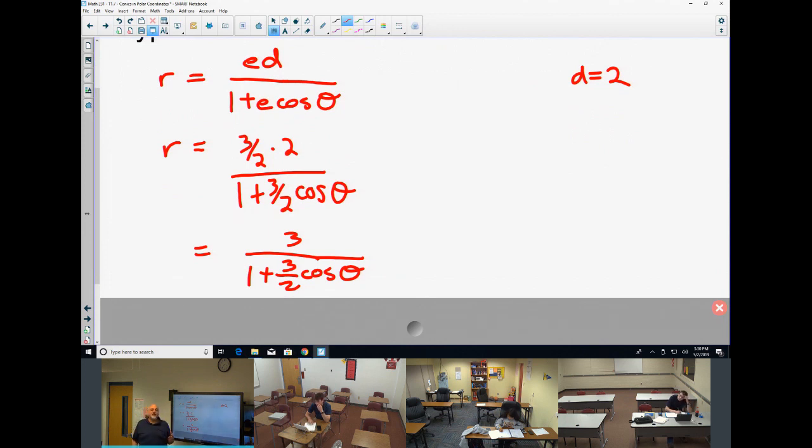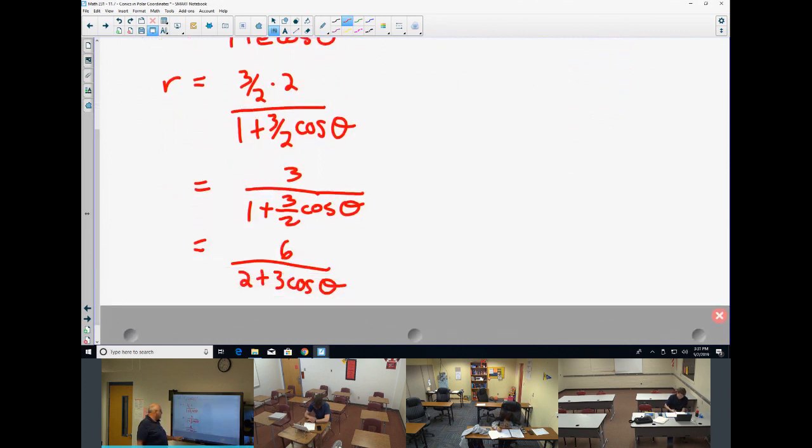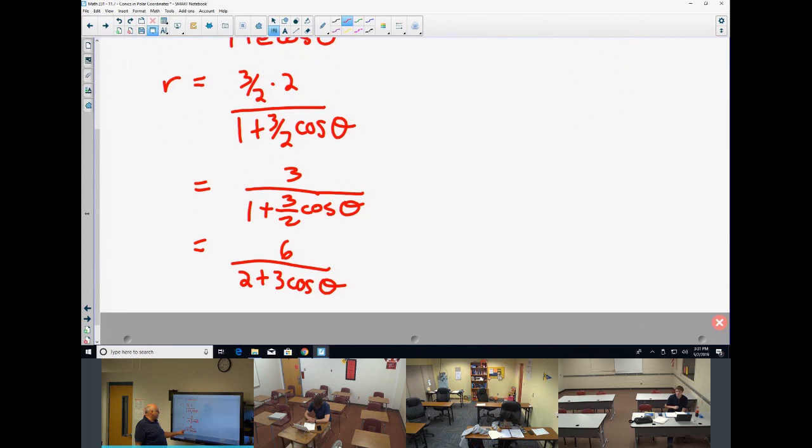Now, the deal though is when we're writing the polar equation, you don't want to have a complex fraction here. So now it's kind of like doing the opposite thing, where to get rid of this 2, we multiply everything by 2. And so then we're going to get 6 over 2 plus 3 cosine theta. And so that is our polar equation, because we don't want to have a complex fraction. Okay? All right, so see if you can do practice 3.